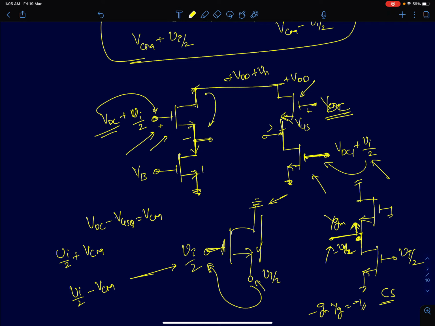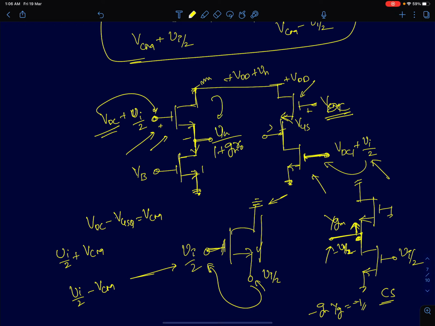If I assume R0 is infinity, then even if I am changing the drain voltage, there will be no change in the drain current. So I can intuitively say that there will be no change in the source terminal as well. So I have inherently built a circuit that can completely reject the supply noise variations. But in practice, if I assume finite R0, you will get some transfer function of this type, 1 by 1 plus Gm R0. But there will be some component here.